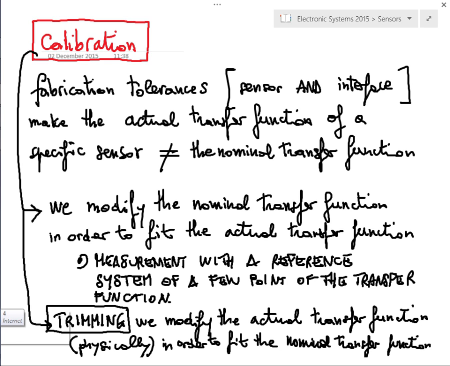This trimming is typically done at the level of the manufacturing, at the level of the fab. The other type of calibration can be done either in the fab or when the sensor is actually used. The first type of calibration can also be done periodically by the user.